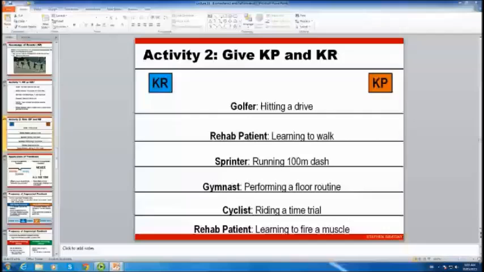Let's go gymnastics and let's go one for one. Give me a KP. Now give me a KR for a gymnastics routine. You scored a 98. Give me a KP for a gymnastics routine.